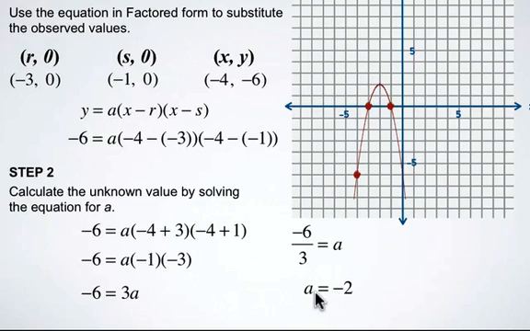Does this a value make sense? Well, it's negative, which means the graph or the parabola should open downward, which it does. And the 2 means that it is slightly stretched. And it does seem as though it's stretched if you were to compare it to the y equals x squared parabola.